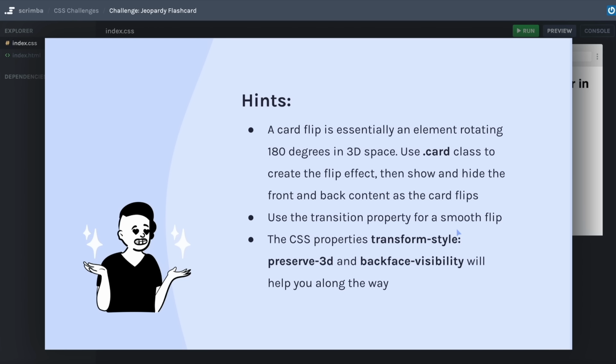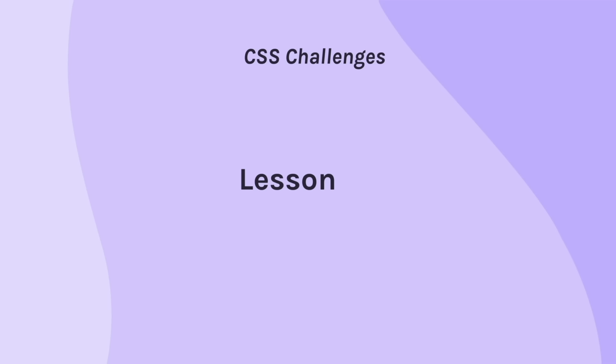You want to use the transition property for a smooth flip effect, and you may run into a couple of little quirks while you're working on this flip effect. And if that happens, look up the transform-style property and its preserve-3d value and the CSS property backface-visibility. They will both help you get this challenge done. Good luck, you got this, and I'll see you in the solution.